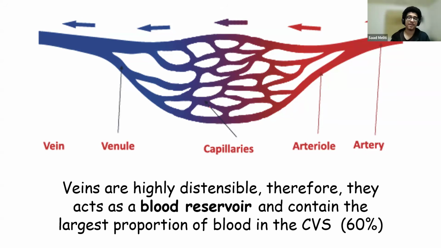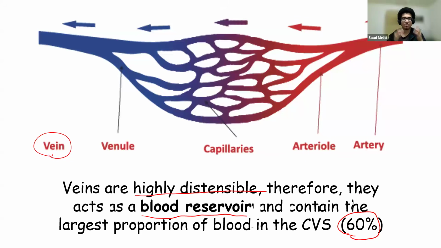Now venules. Venules are just the merging of capillaries. For Abdul Jabbar's lecture, he didn't talk about venules much. They're not that important for this lecture, but they're basically just the merging of capillaries. Now, the veins, on the other hand, are very important because they're highly distensible. They're very compliant, and I'll explain that in a second. Because they're very compliant, they act as a blood reservoir, and they can hold the largest proportion of blood in the cardiovascular system. In the cardiovascular system, 60% of the blood is held in the veins. And I'm going to explain that right now.